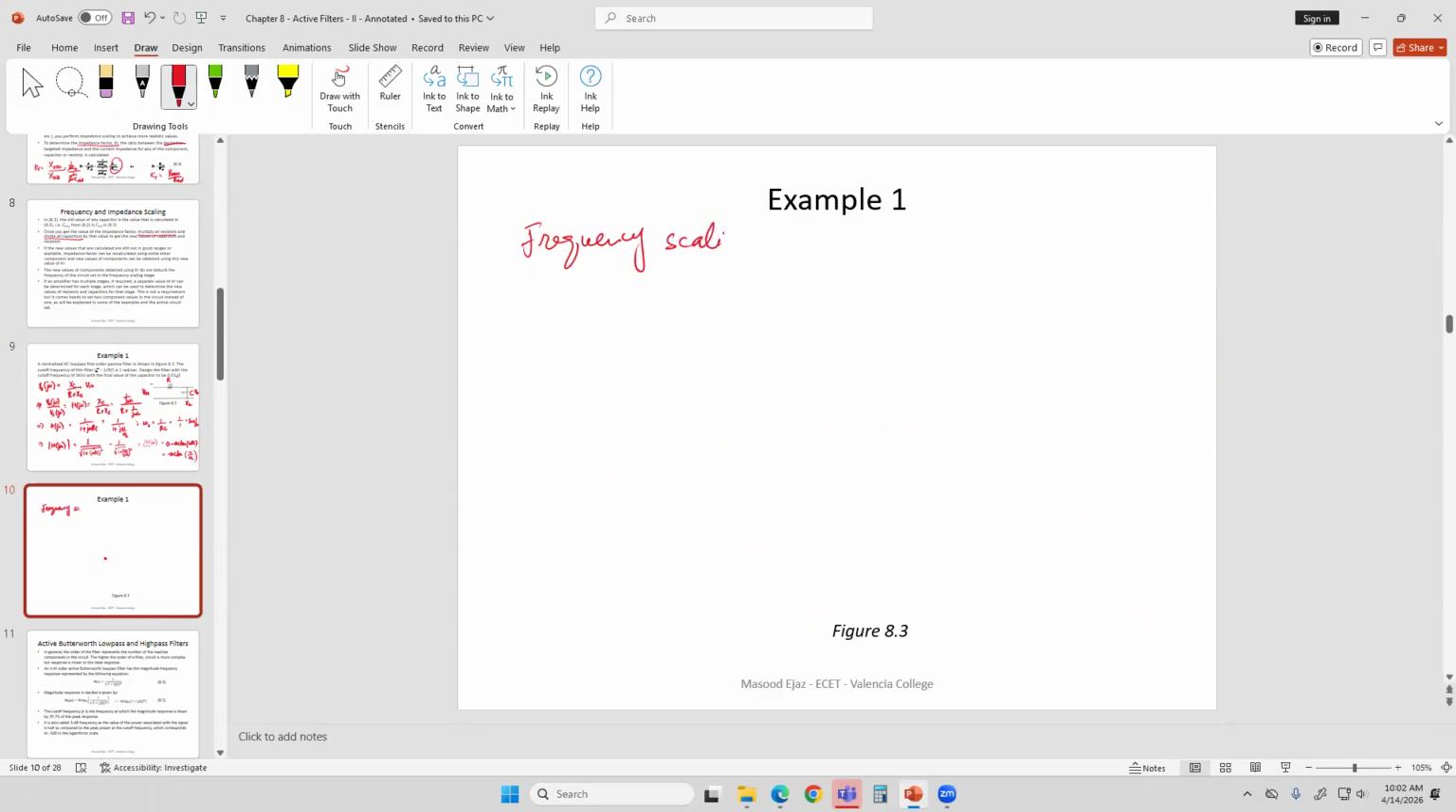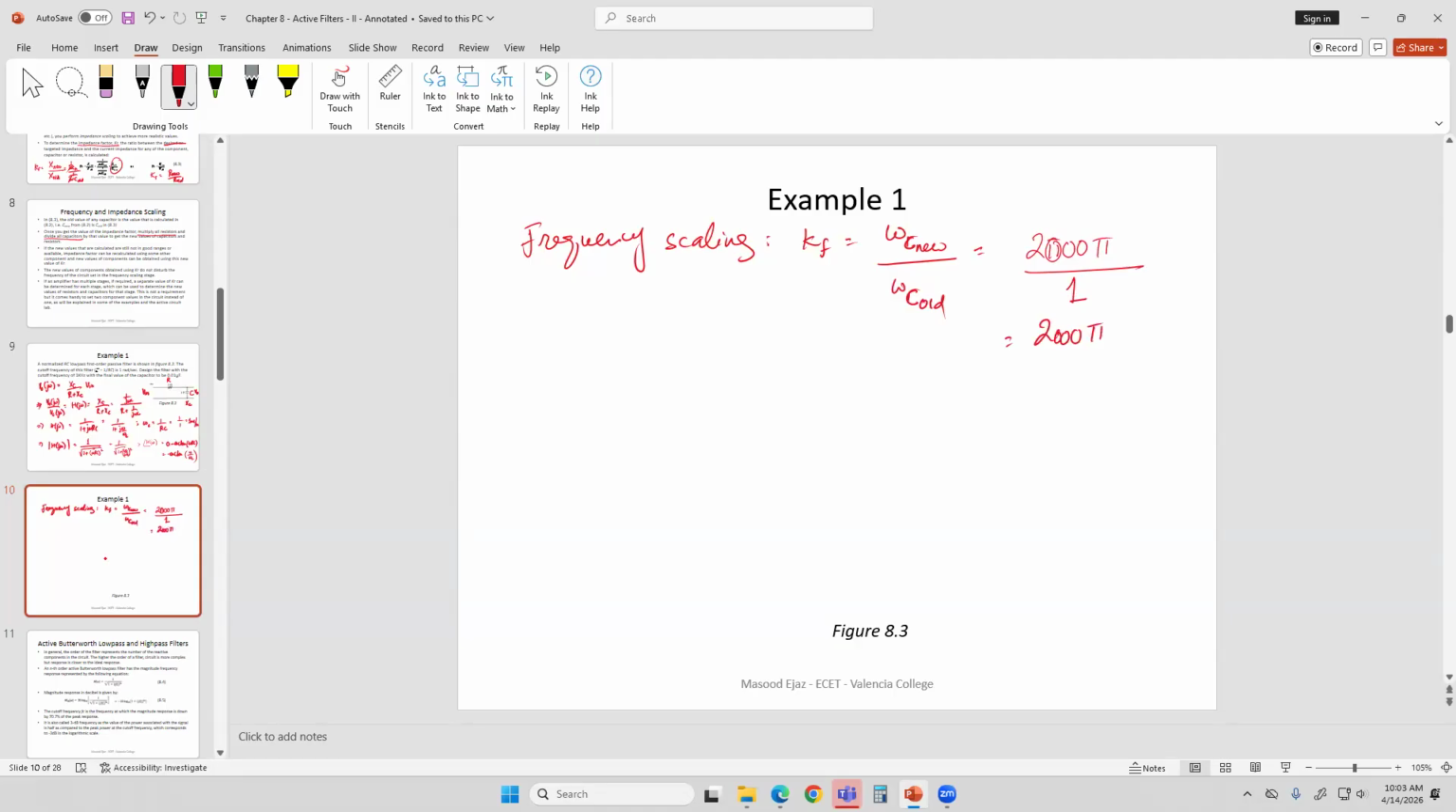Frequency scaling. Frequency scaling is the new value over the normalized or old value of the cutoff frequency. Let's write down the cutoff frequency, omega c. The new value of the cutoff frequency is 2 pi times 1000, so 2000 pi radian per second, and the old value is simply 1 radian per second. So kf is simply 2000 pi.